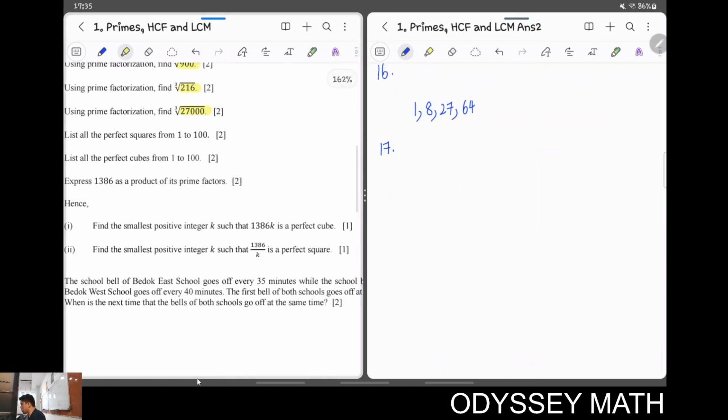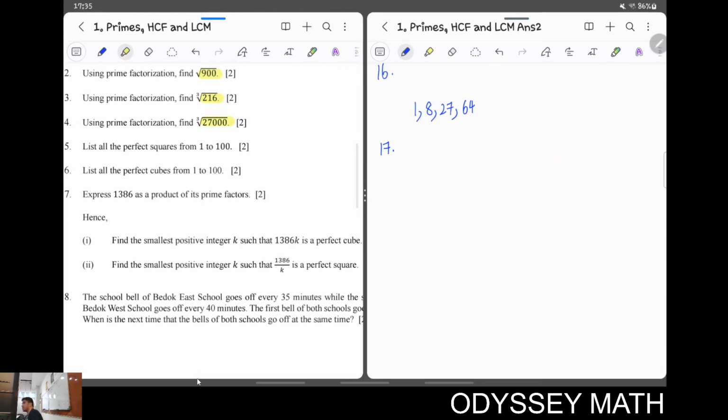Okay, question number 17. Express 1386 as a product of its prime factors. So for this question over here, we are going to do the prime factorization. So dividing by 2, we have 693. And then dividing by 3, we have 231. And then we can divide by 3 again. We have 77, and then divide by 7, we have 11. And then we divide it further, divide by 11, we have 1. So do it all the way until 1, and then we multiply all the numbers here vertically.